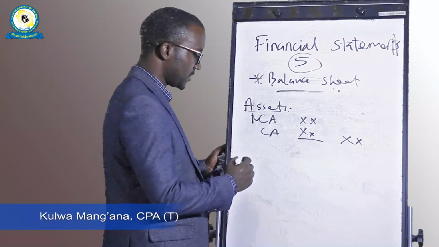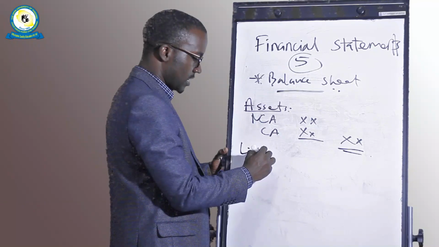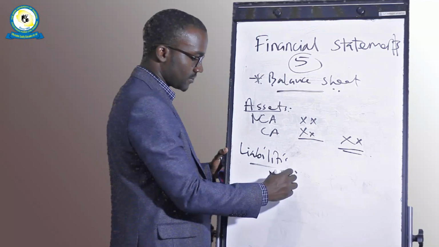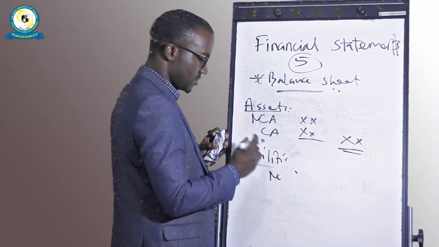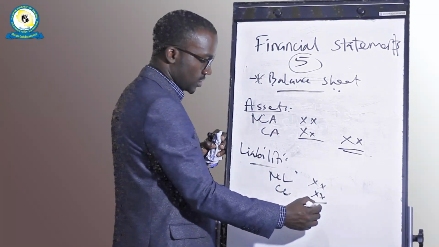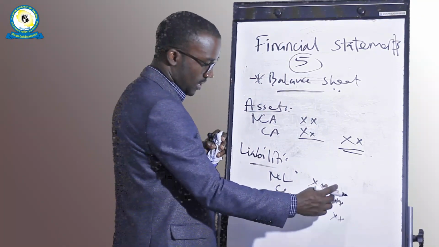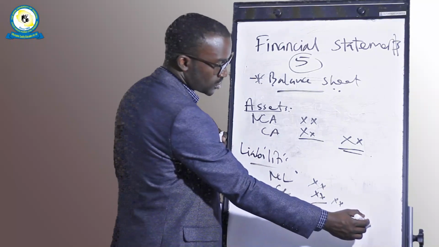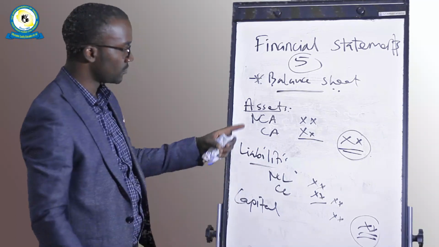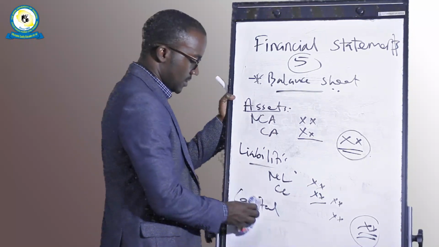Then the total of your assets should be equal to liabilities and capital. Again, for liabilities, you're going to have non-current liabilities and current liabilities, and you do the same so that you have the totals. Lastly, you're going to have your capital. So the total of your liabilities and capital should be equal to the total of the assets. Basically, this is an elementary form of how your statement of financial position should look on a balance sheet. Yeah, that is very simple.